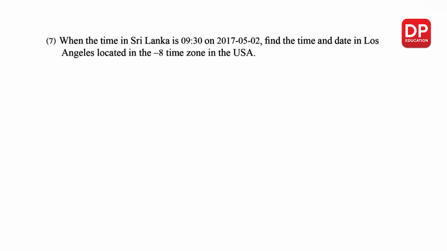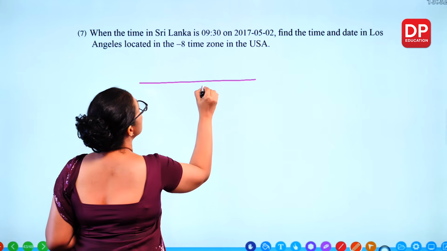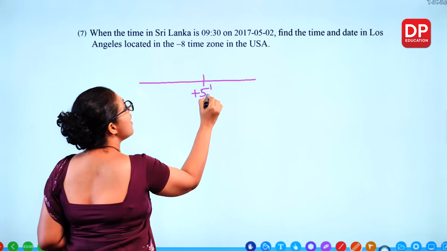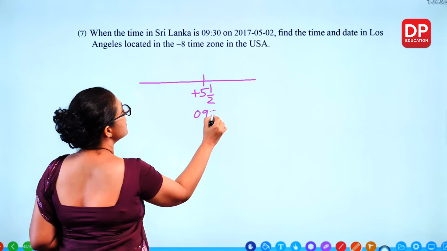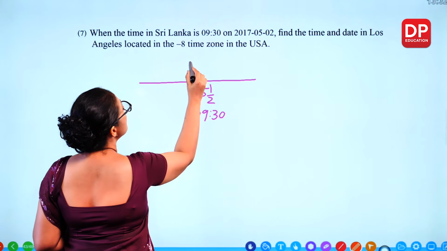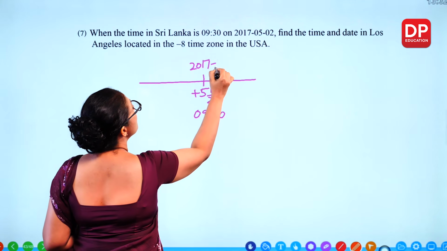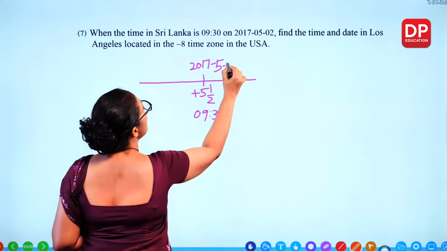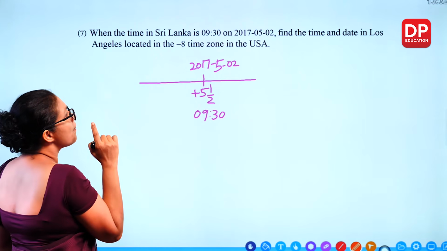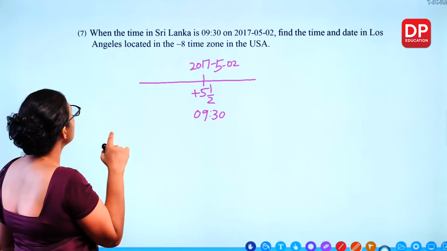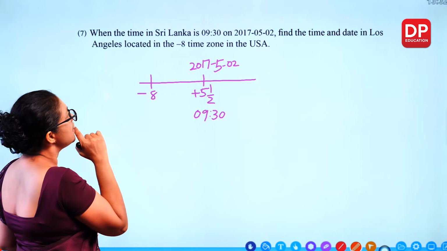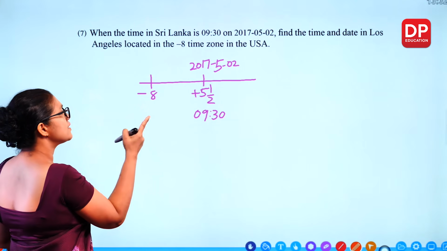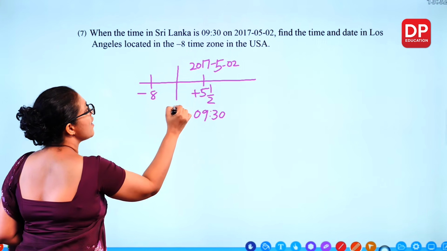Question number 7. When the time in Sri Lanka is 9:30, that's +5.5 in Sri Lanka. 9:30 in the morning, 2017, 5/2. What's the time and date in Los Angeles, located in -8? -8 in USA. What's the time difference? So 0 is somewhere here.